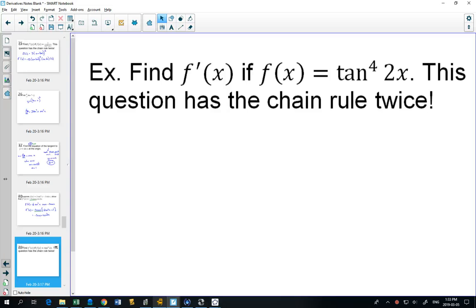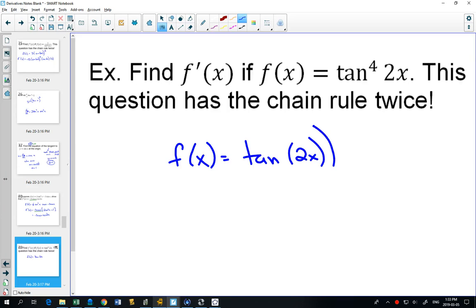So if I rewrite this one as f of x and that power of 4, for the time being, it's sometimes a lot easier to see which is the outside function when you rewrite it like this. Can you see the 2x inside of tan? Can you see the tan inside of the power of 4? So we have tan inside of 4 and 2x inside of tan.